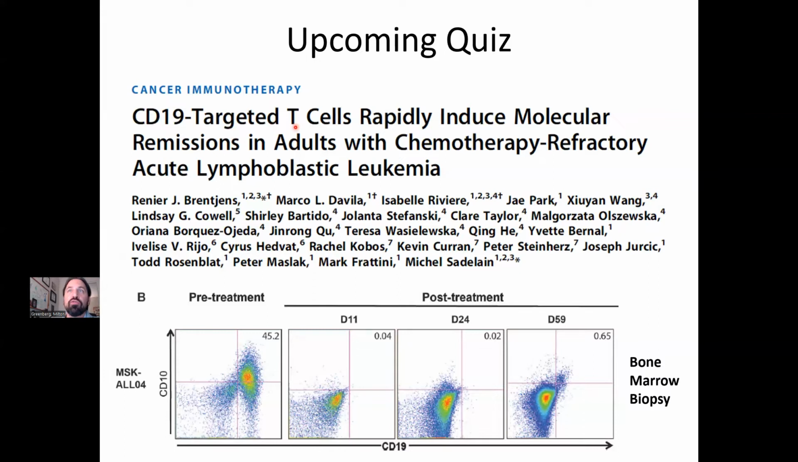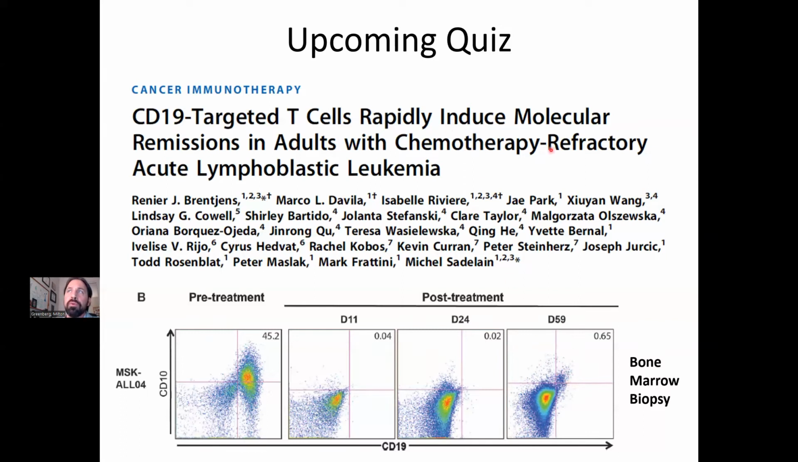So these cells, when they're transferred into patients, they induce molecular remissions. Remission means that you no longer see the cancer. So this patient right here has relapsed refractory cancer. And then after the treatment you no longer see any CD19 positive cells. And as such this patient is now in remission. And this remission is sustained. It's sustained out into day 24. And at day 59, you can see there's a couple of cancer cells that are beginning to come back.